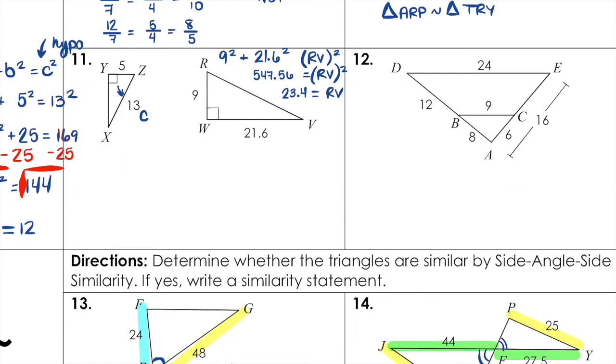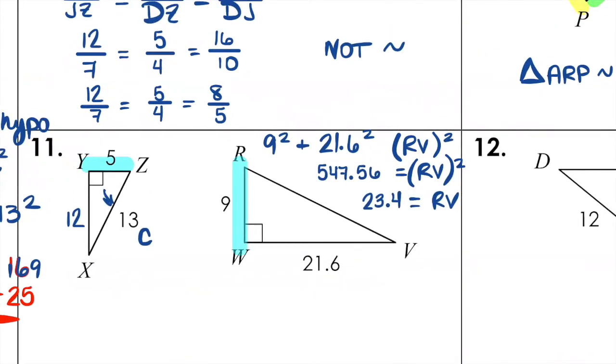So now we just need to check our side ratios. So remember, small, small, middle and middle, big and big. Who's our smallest sides? 5 and 9. They did kind of tilt it a little bit. Then our middle is 21.6 and 12. And then our tall ones, 13 and 23.4.